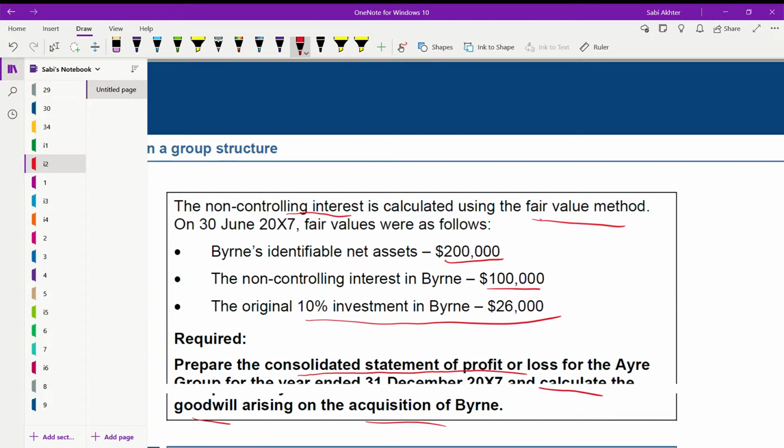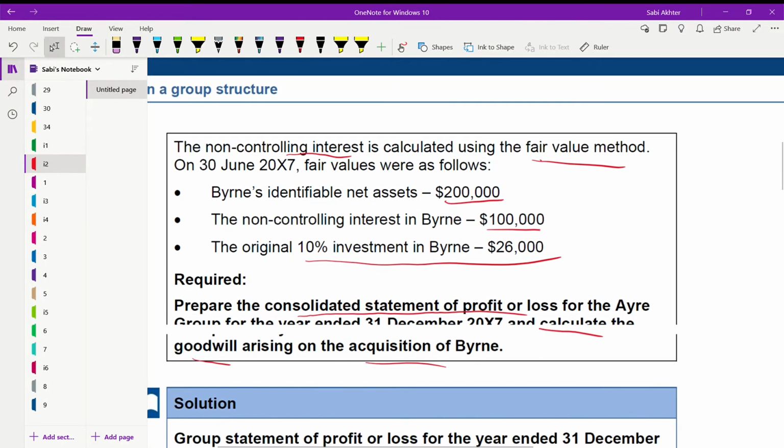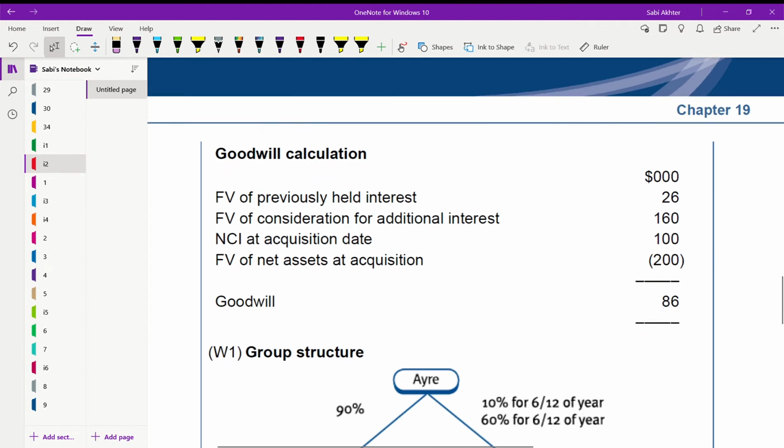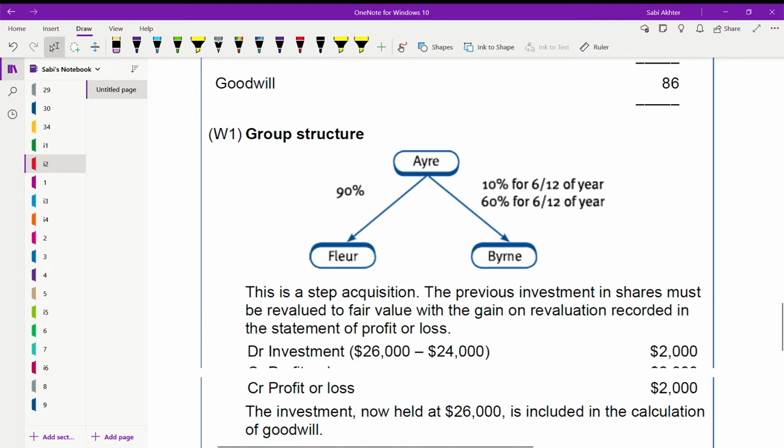So now, let's go to the working. Working number one, I told you, start with the group structure. This time it's two companies. This one is a 90% subsidiary. This one is not. For 6 months it is a financial asset, which means you have to use IFRS 9. For the last 6 months, it is a subsidiary, so you consolidate for 6 months only. 10 plus 50, hence 60%.